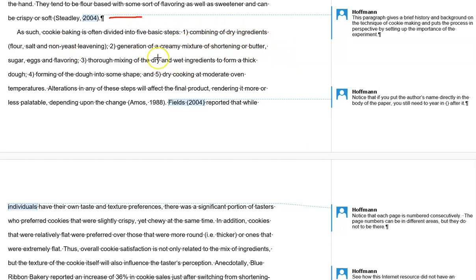The next paragraph is looking at how we bake cookies. Again, if you use the author's name, like right here, we have Amos in 1988. And if we use the person's name actually in the paragraph, you have Fields as an example, and then in parentheses you'd have 2004. So that's how we do it. Notice that we have page numbers on each one. You can't see them here, but it is page numbered. That will help.